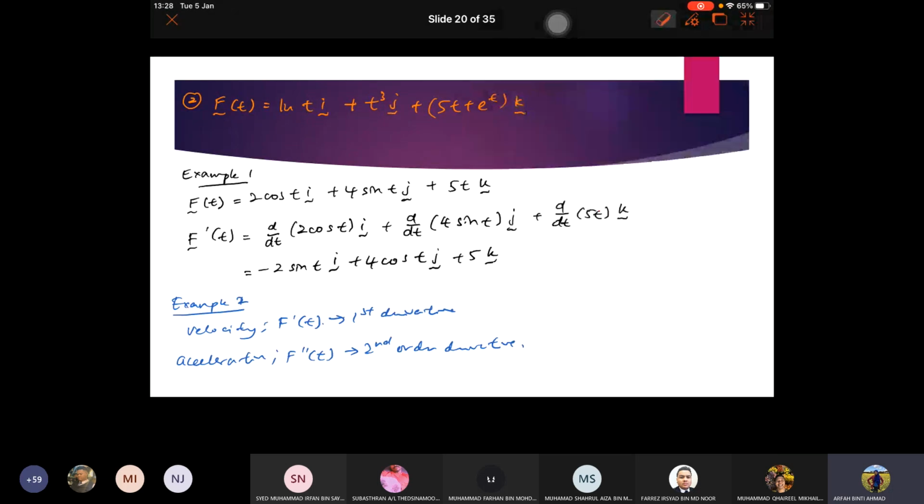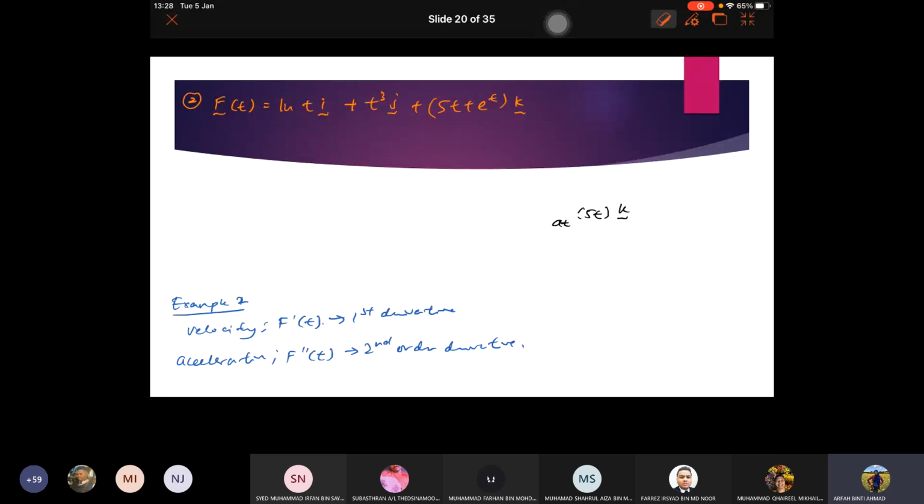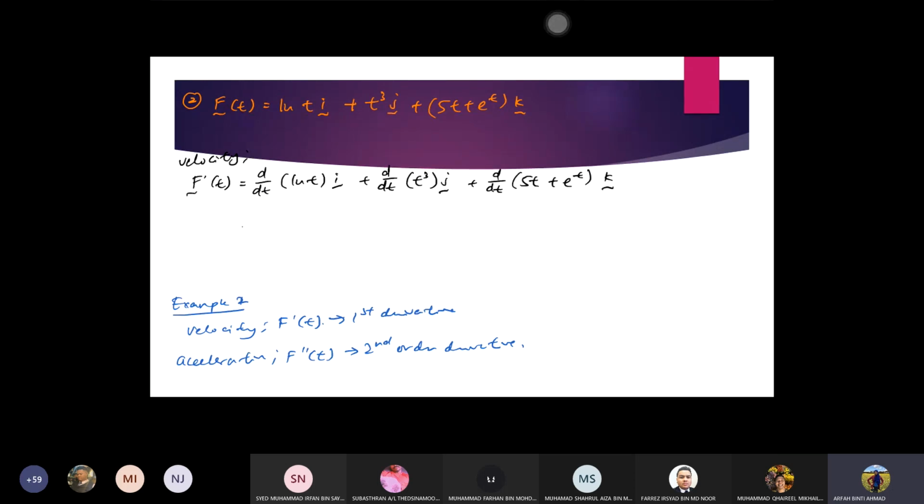Okay. So dapatkan dia punya first derivative. First find the velocity, that is f prime t. So dapat apa? Meaning that you have to find the derivative of ln t for the i component tambah the derivative of t kuasa 3 for the j component tambah the derivative of 5t tambah exponential t for the k component. So bezakan ln t dapat 1 per t i. Bezakan t kuasa 3 dapat 3t kuasa 2 for the j component. Dan bezakan this one, you dapat 5 tambah exponential t for the k component. Okay, this is the velocity.